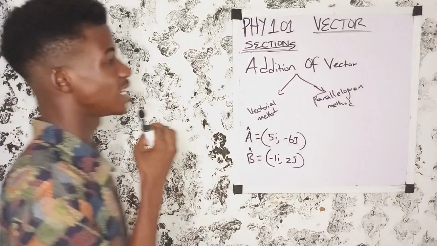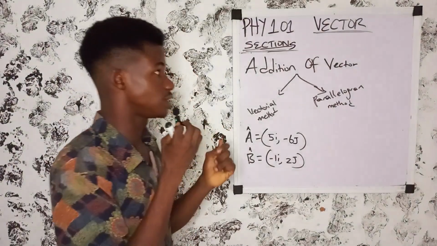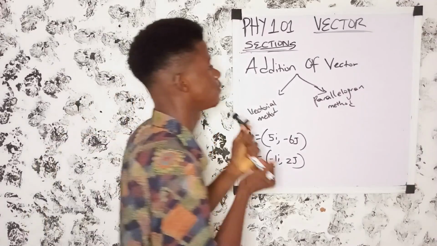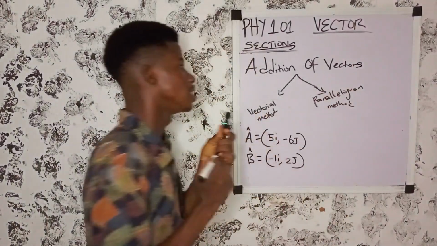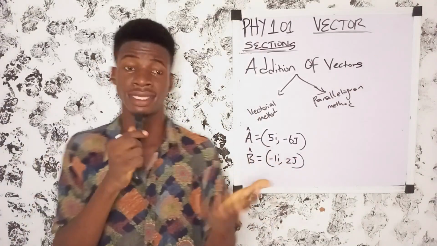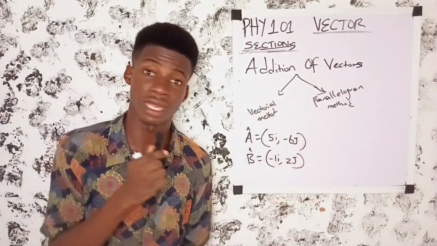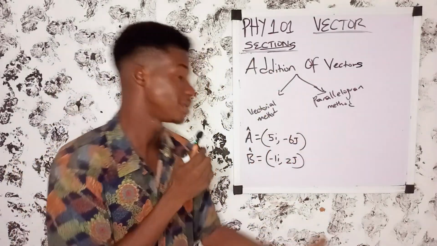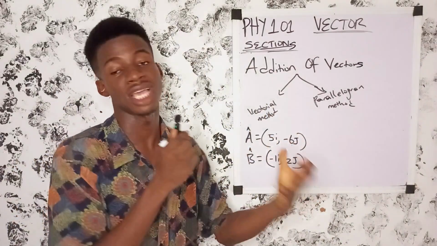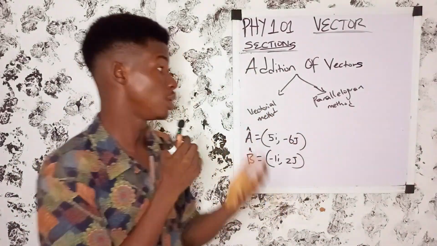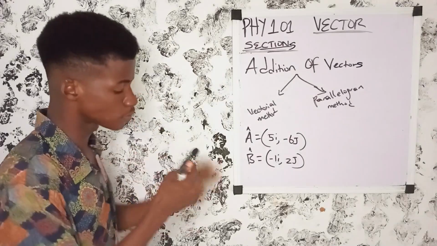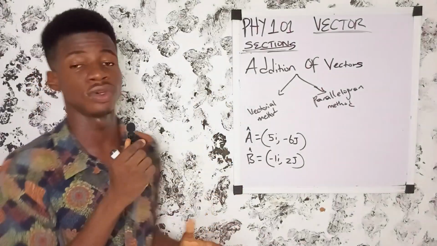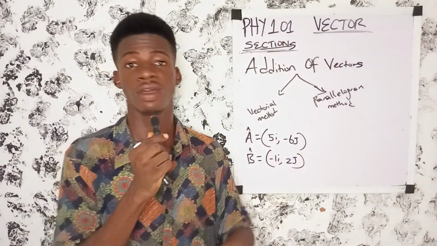All right, we move to the next section of vectors, which is addition of vectors. In your textbook, they are divided into three: the graphical method, vectorial method, and parallelogram method. I'll only do these two because that is where they will ask you from in your exam. Let's start with the vectorial method.